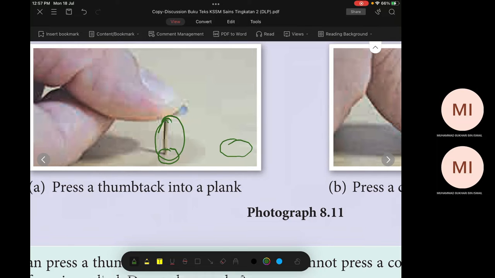Okay? This part is sharp, right? So from here we understand that pressure depends on area. If the area is smaller, see the area of this sharp point is smaller, that's why it can produce bigger force. We can produce bigger pressure. Let's say you have a pencil like this. If you press this part, you feel pain. But if you press this part, it doesn't feel pain. So this is what is meant by this activity.